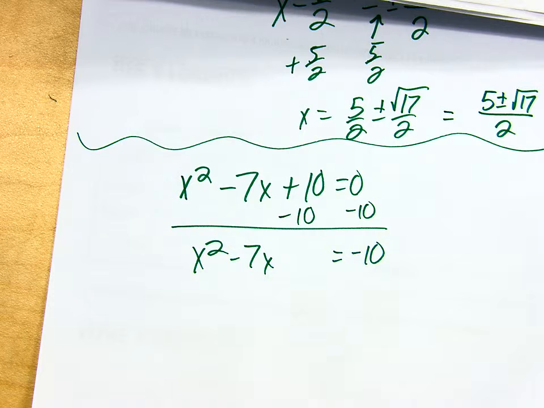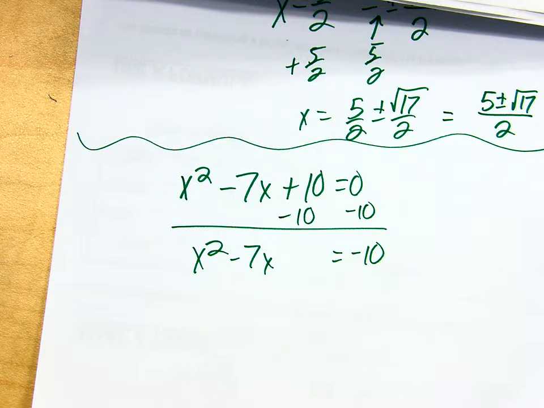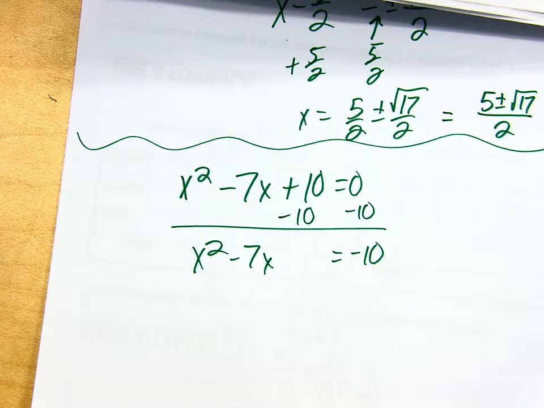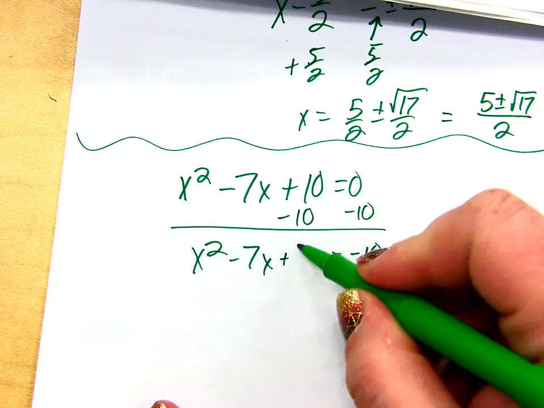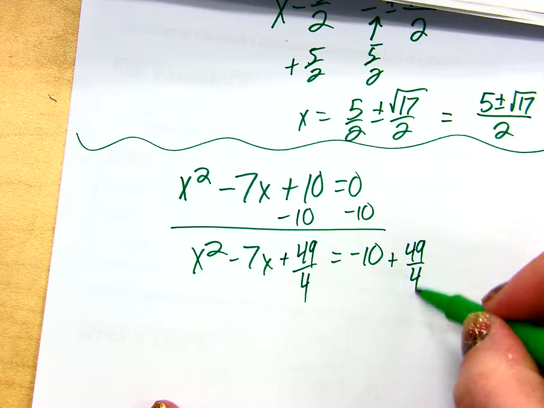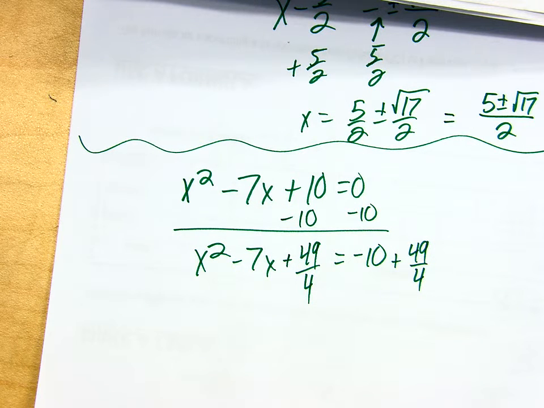Okay, now, everybody in your minds, take half of B and square it. Don't say it out loud, just get that number in your head. You got it? Yes. What is it? 49 over 4. You gotta take half of it and square it. I wanted you to do both, sorry. Half of B is 7 over 2. Squared is 49 fourths. So I'm going to add 49 fourths to both sides. Is everybody okay with where 49 fourths came from?